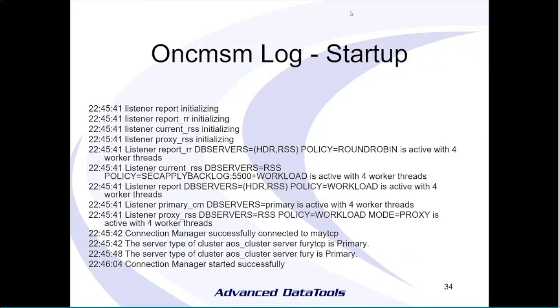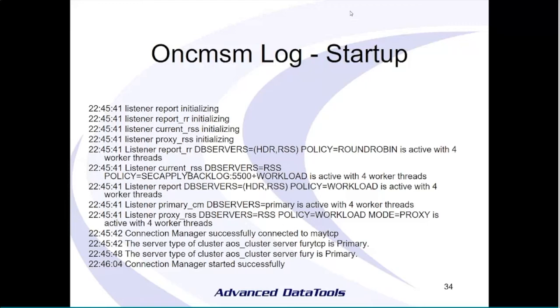I'm going to get into a demo in a moment, but first, just to show you what the actual connection manager log looks like, this is what startup looks like, where you have 4 listeners starting in this case. It tells you what rules are applied to each one. The first one is just an HDR secondary and RSS available, so it's a round robin read-only for worker threads. The second one uses secure apply, backlog to 5500, and workload. You can set up multiple if you need to.